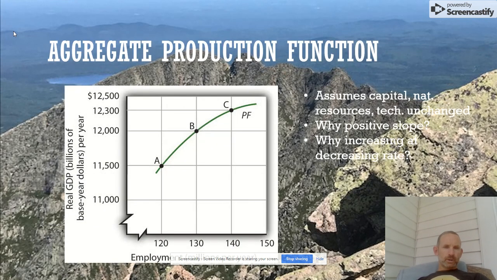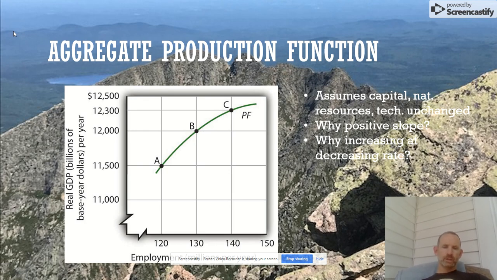Okay, this chapter also introduces you to the aggregate production function. So really what this is, is the production function for labor. They don't really specify that, but it has employment on the horizontal axis on the bottom and real GDP, so real inflation-adjusted output, on the y-axis. Importantly, this production function assumes that capital, natural resources, and technology are unchanged. So all of our other resources are unchanged.